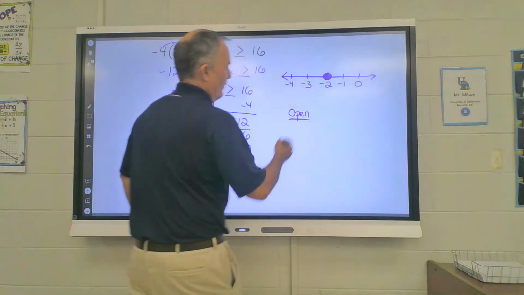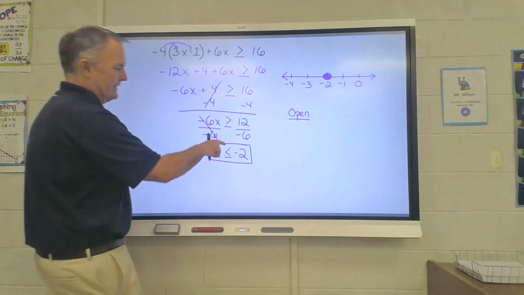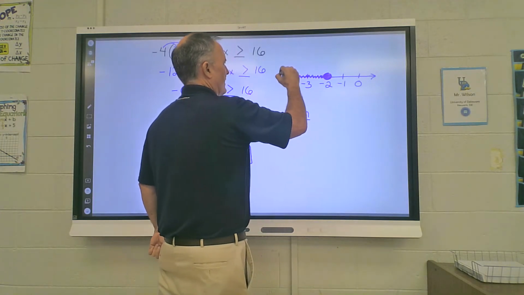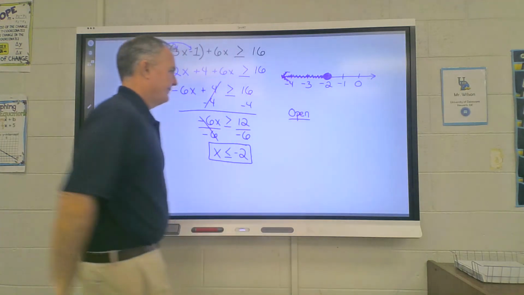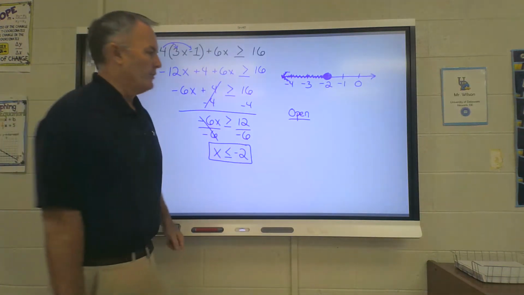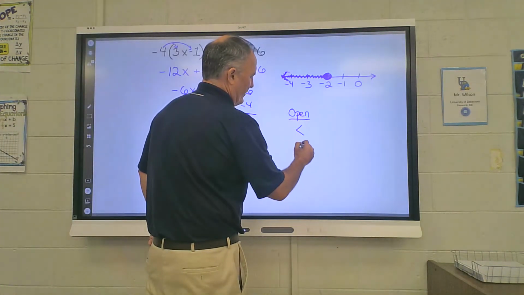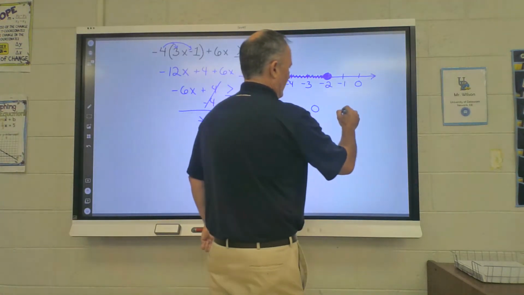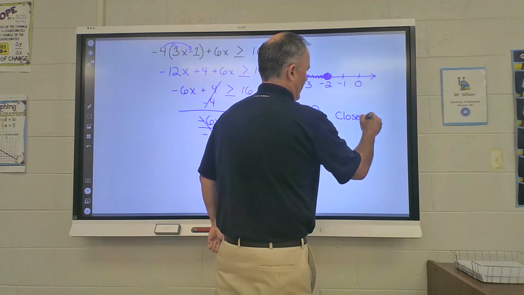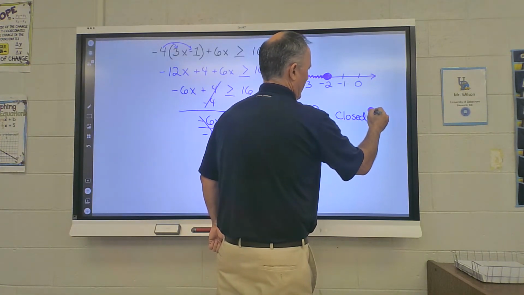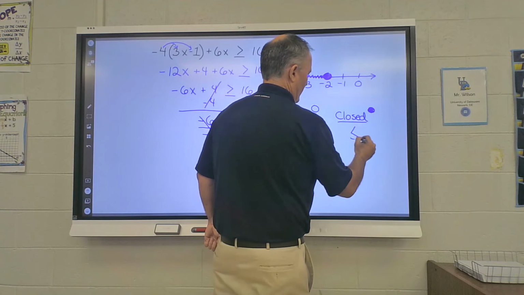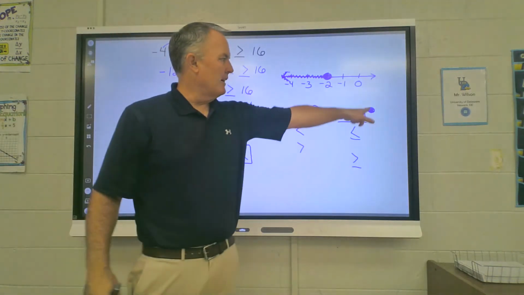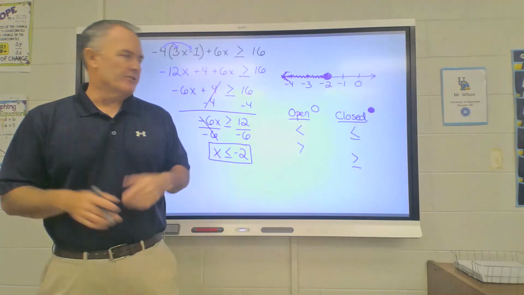Oh, by the way, let's finish this out. So x is less than or equal to negative 2. Let's shade this side in, as less than is always to the left. Now, just like a little chart for your notes: if you don't have the line underneath, that's an open circle. Closed circle is when you do have a line underneath. Okay? So line, closed circle; no line, open circle.